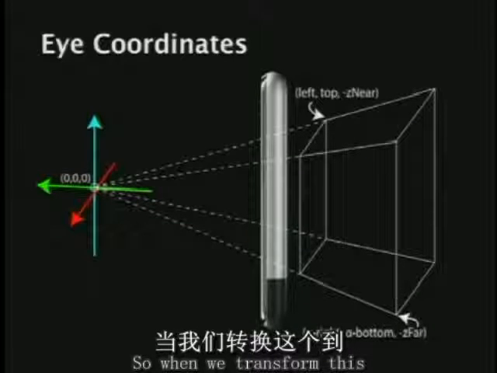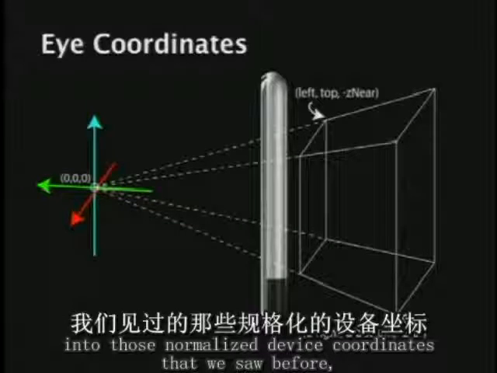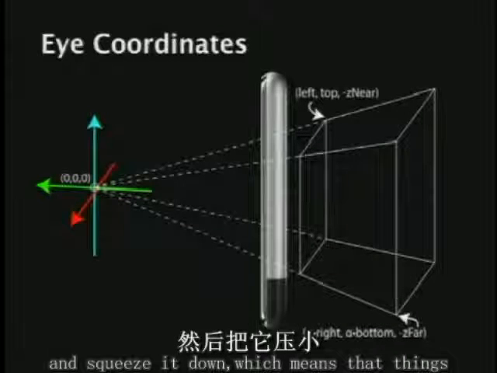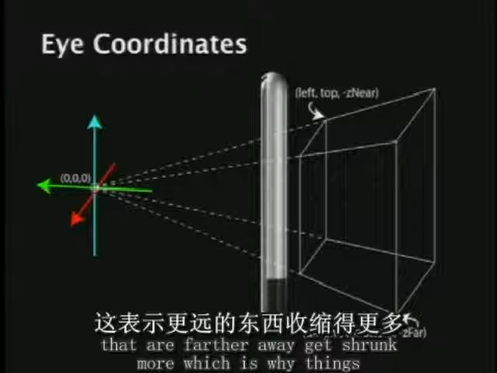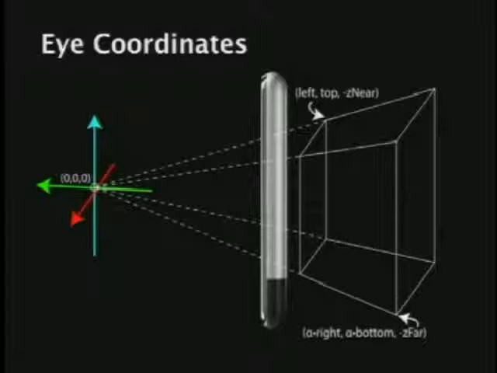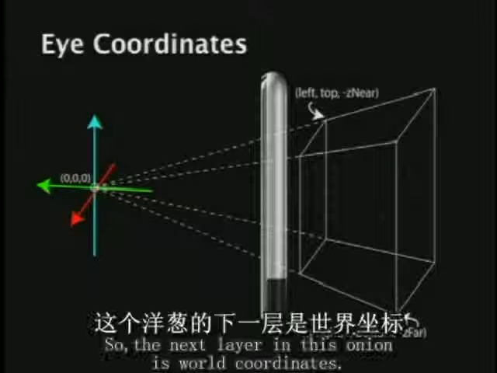Cool. And the reason why this matters is because this is how you get perspective effects. So when we transform this into those normalized device coordinates that we saw before, we actually just take sort of the back end of this frustum and squeeze it down, which means that things that are farther away get shrunk more, which is why things that are farther away look smaller.